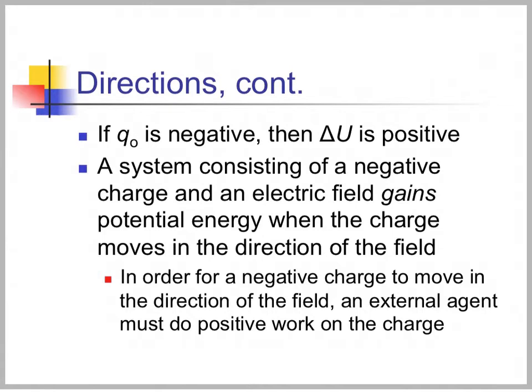If Q is negative, then delta U is positive. A system consisting of a negative charge and electric field gains potential energy when the charge moves in the direction of the field. In order for a negative charge to move in the direction of the field, some external agent must do positive work on the charge.